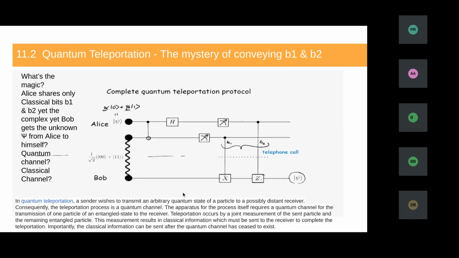So this is the essence of the mystery of conveying B1 and B2, which are nothing but binary bits, and which help the non-local person to take their electron and impinge on it the necessary alpha and beta to be able to acquire the combination. So you can do a quantum teleportation using this. This is, I think, called BB84, if I'm not mistaken, in physics terms, but that's the protocol.